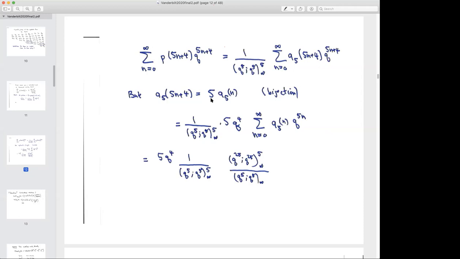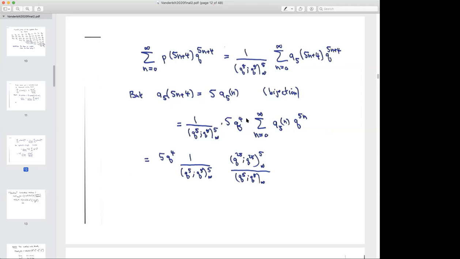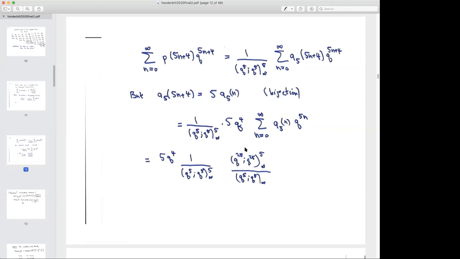But we know that the 5-cores satisfy this amazing fact: A5 of 5n plus 4 equals 5 A5 of n. And in fact, there's a bijection for that. Given a 5-core of n, I can produce 5-cores of 5n plus 4. There's an explicit map that does this. We just put the generating function back in, and we're done.